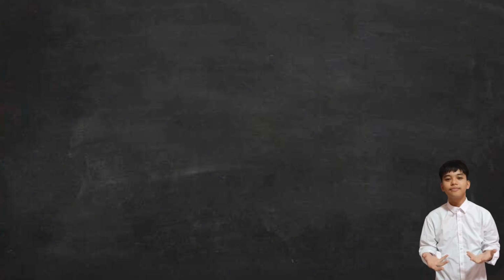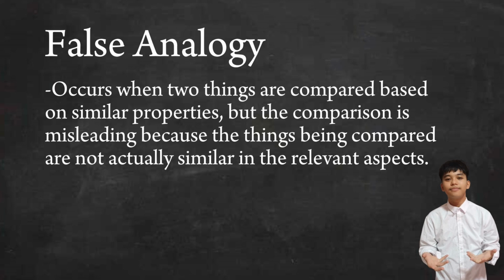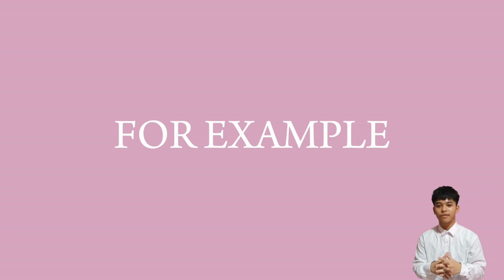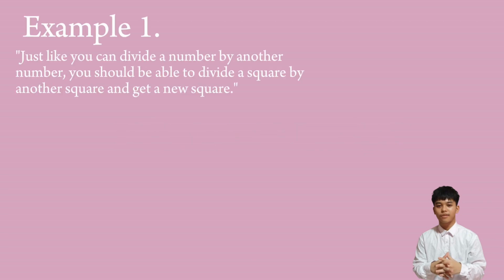So number 4, false analogy. This occurs when two things are compared based on similar properties, but the comparison is misleading because the things being compared are not actually similar in the relevant aspect. So for example, just like you can divide a number by another number, you should be able to divide a square by another square and get a new square.